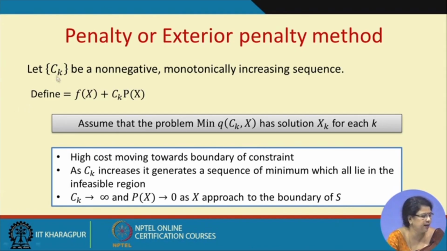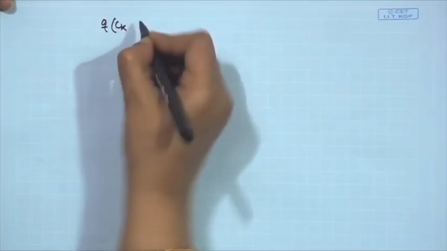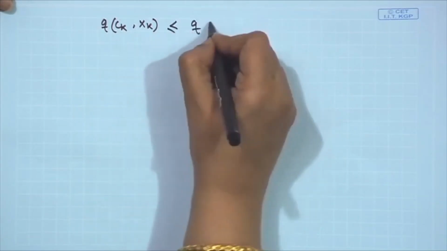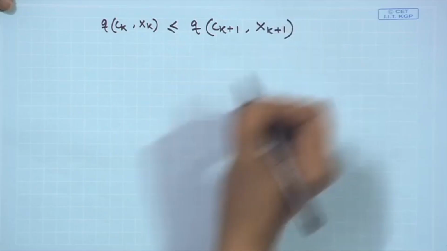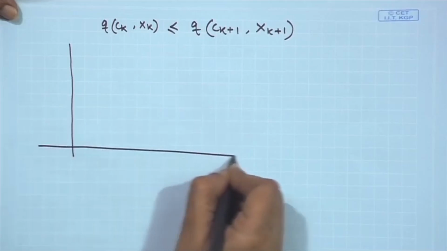That is why we are naming this one as q_{c_k}(x), and we will just prove that the q value is increasing through the iterations. That is why you see we need to prove that q_{c_k}(x_k) is less than or equal to q_{c_{k+1}}(x_{k+1}). Let me consider the graphical picture of it.